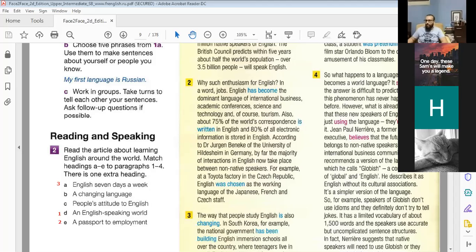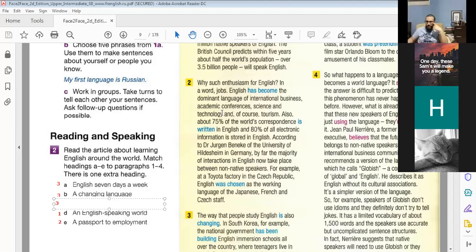What about the fourth and last paragraph? Sorry, I muted my system. I go with B. Okay, yes, sorry. So we have another opinion here. What about number 4? Do you all agree it's C, or do we have other answers here? B, a changing language. Fatma thinks C.